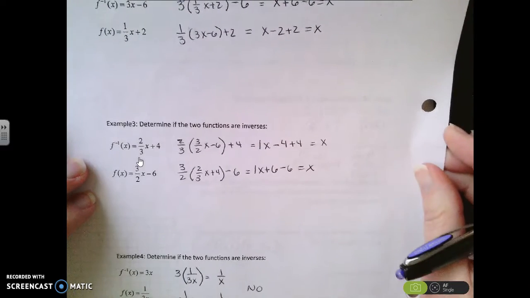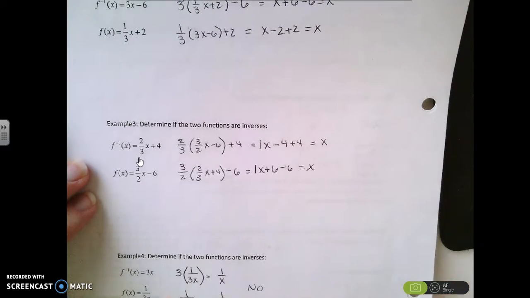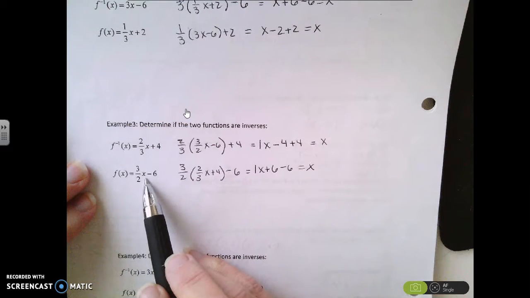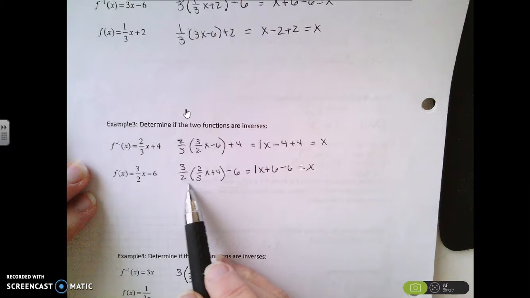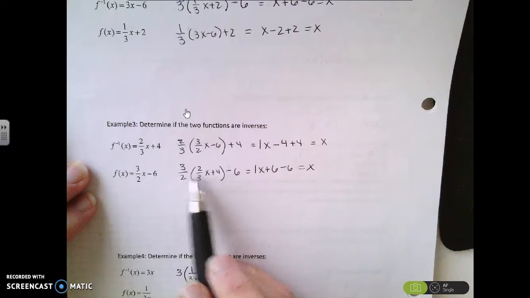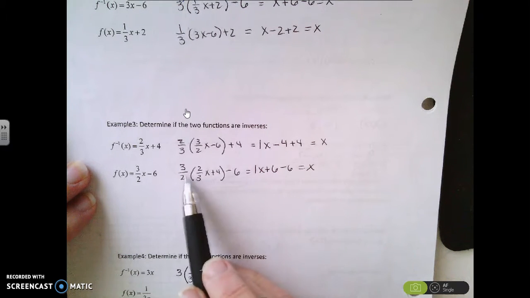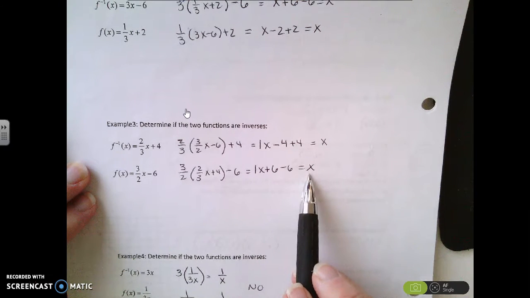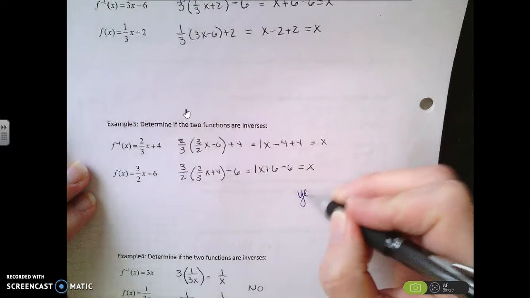Okay, one more example, or two more examples. So if we look at this, again, let me move my mouse. We took the 2/3 x and we plugged it into the other function, and we ended up with this. So 3/2 times 2/3 is 1, 3/2 times 4 is 6, and then the minus 6, they cancel out. So yes, these are inverses also.